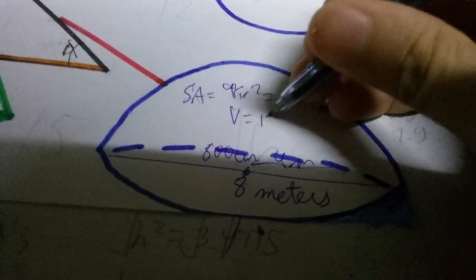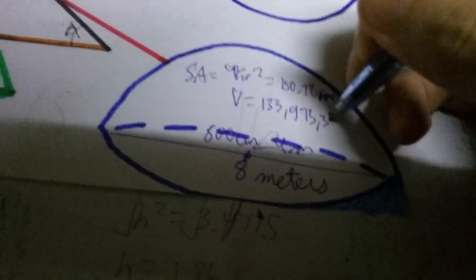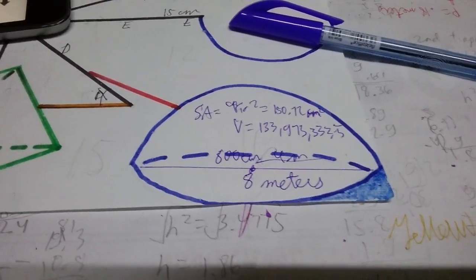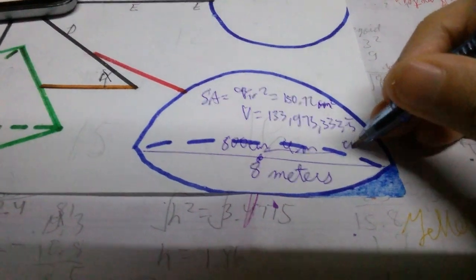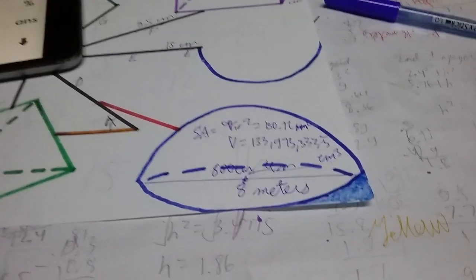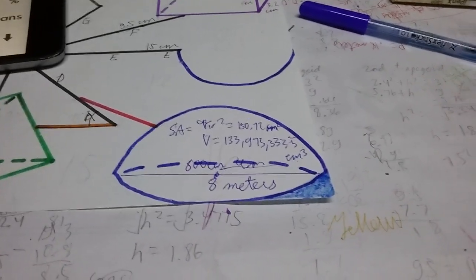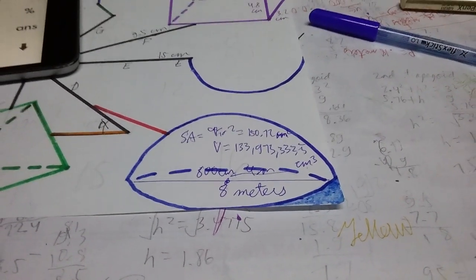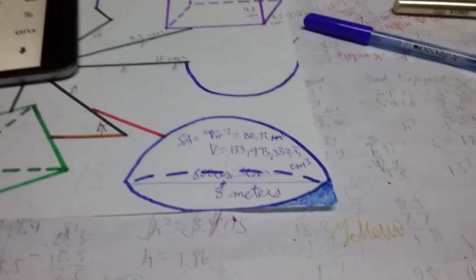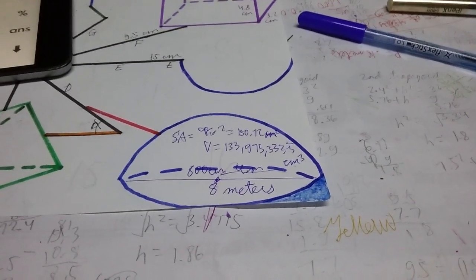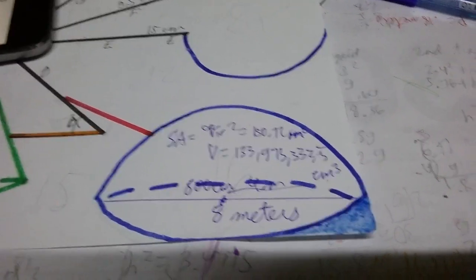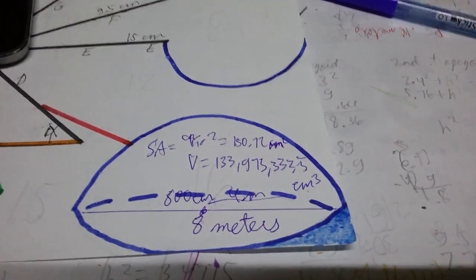So our volume is 133,973,333.3. Okay? Now, to convert that into liquefied units, remember this is in cubic centimeters. In cubic centimeters, 1 ml is worth 1 cubic centimeter. So you're going to have to change that to milliliters. So therefore, this is your answer: 133,973,333.3 milliliters. I do not know how to pronounce this number.